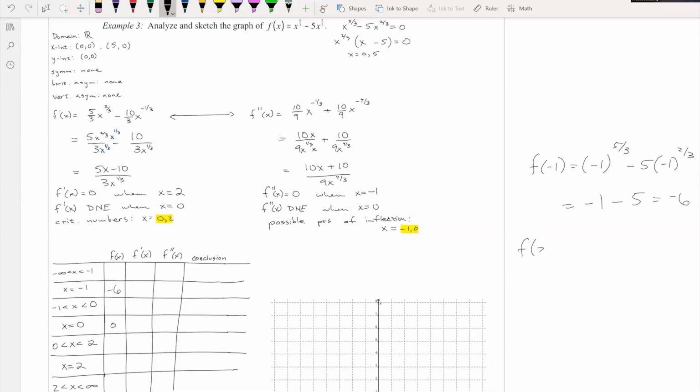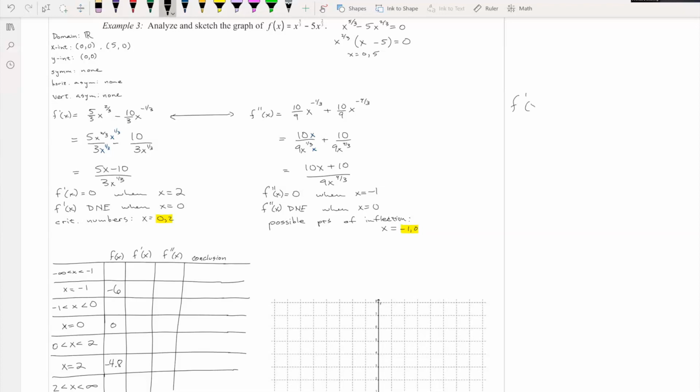F of 2, I'm going to spare you the excitement here. I got that approximately equal to -4.8. So we've got these three values. Now we want to check f prime and f double prime. So again, just like we did before, maybe we can come up with some sort of pattern that'll make our lives a little bit easier.